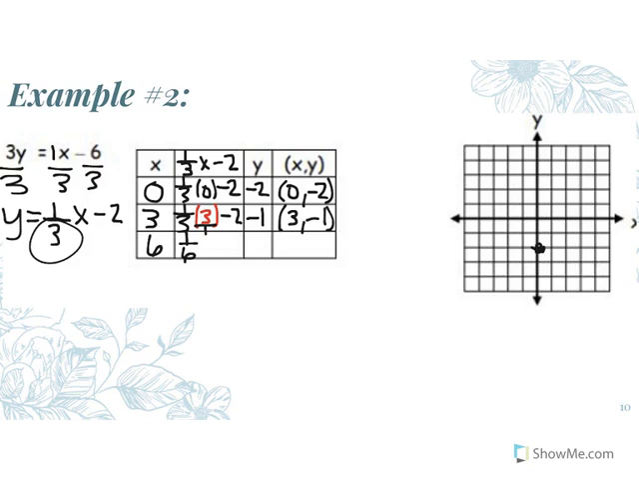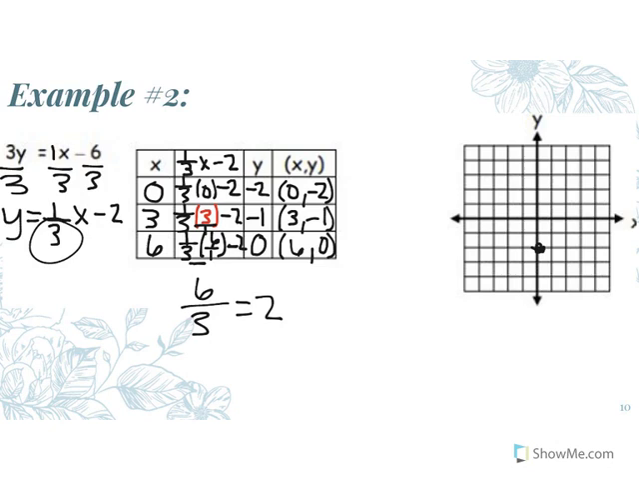And then 1/3 times 6. Remember, just make that a fraction over 1, and we're going to subtract 2. So 6 times 1 is 6, divided by 3, because I just did 3 times 1, and now I get 2. Well, 2 minus 2 is actually 0. So my last point is 6, 0.